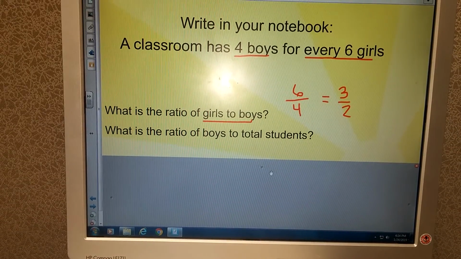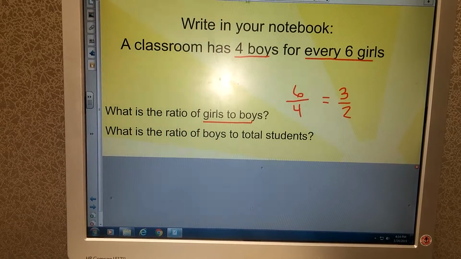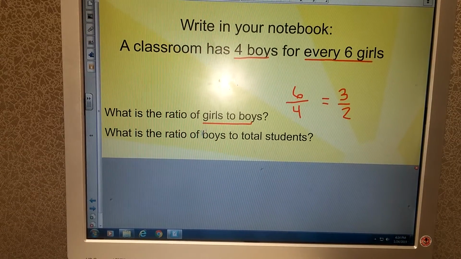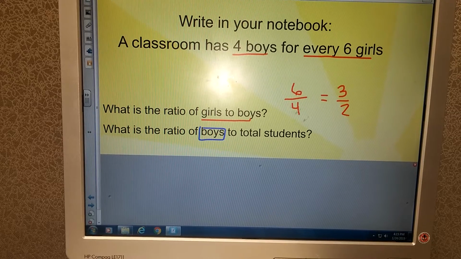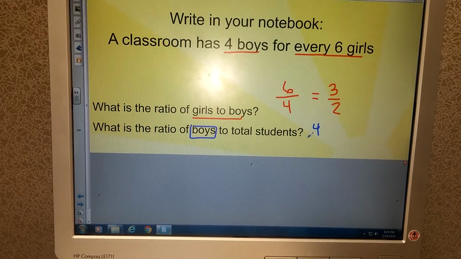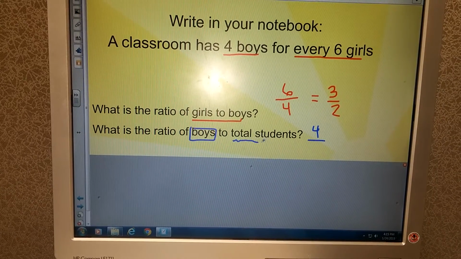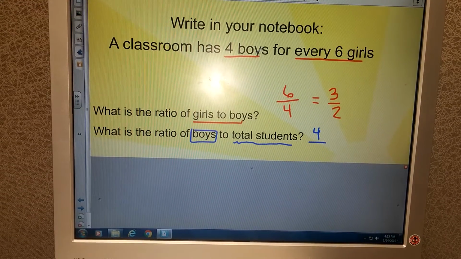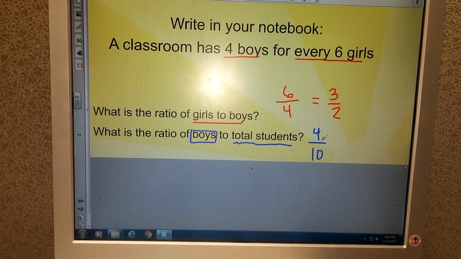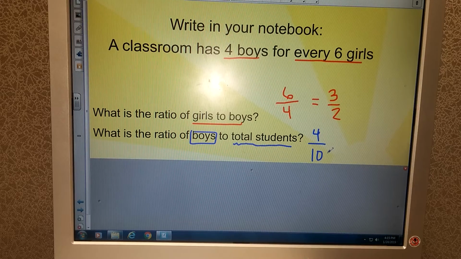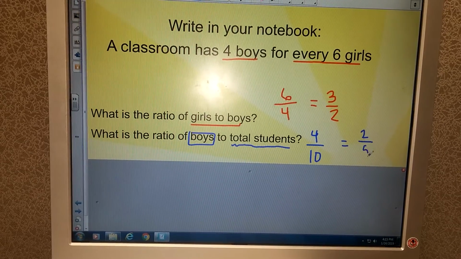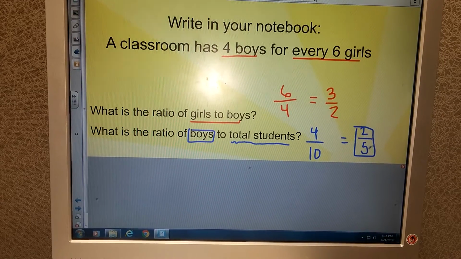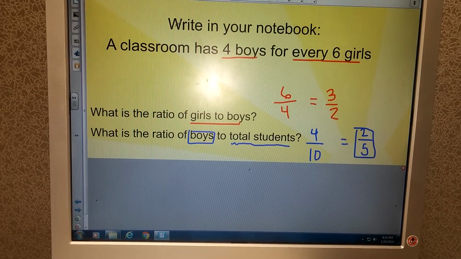Second question says, what is the ratio of boys to total students? Well, this is a part, and the part is boys, and we know there's 4 of them, to total students, which is the whole. In order to find out the total students, we just got to do a little bit of thinking. If there's 4 boys and 6 girls, that means there are 10 total students. So the ratio of boys to total students is 4:10, which simplifies to 2:5, which means for every 5 total students, 2 of them will be boys.